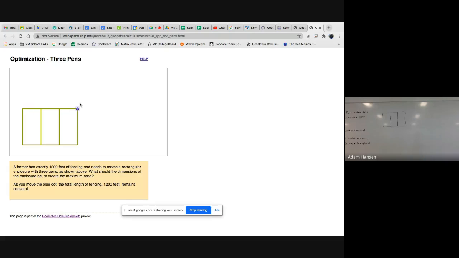Let's write the equations given this setup. What variable should I use? It doesn't matter. X. What do you want to use for this distance? Y, okay? So let's let X be this portion of the total width. This is the height.